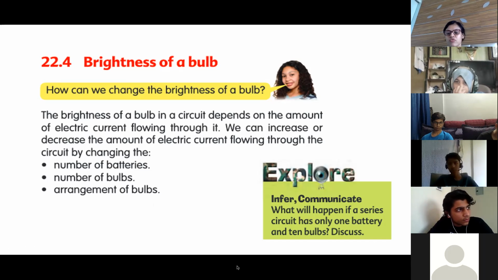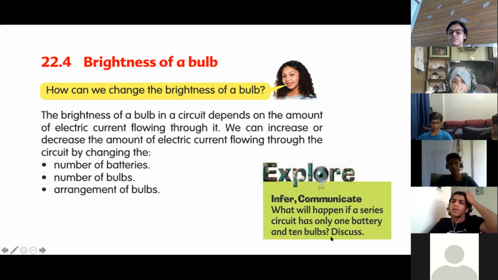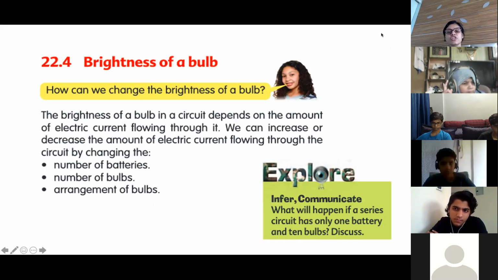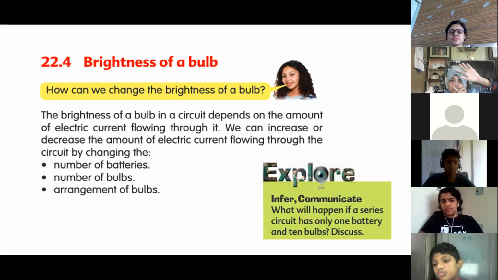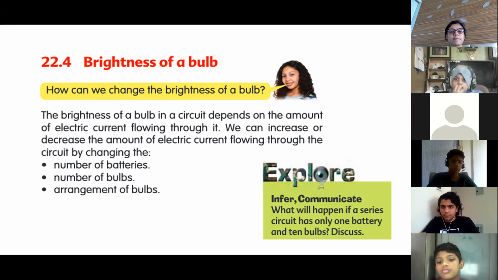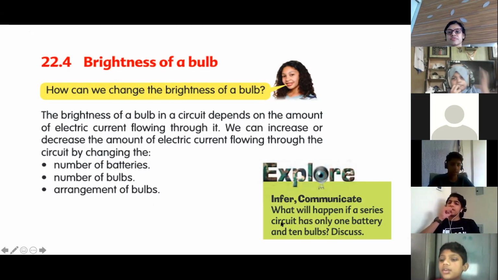Okay. What will happen if a series circuit has only one battery and 10 bulbs? Tell me. Only one battery is there and 10 bulbs. Ma'am, the bulb will be very dim. The bulb will glow very lightly. Brightly or dimly? Dimly, ma'am, because there is only one battery and 10 bulbs. Can you repeat the question? What will happen if a series circuit has only one battery and 10 bulbs?